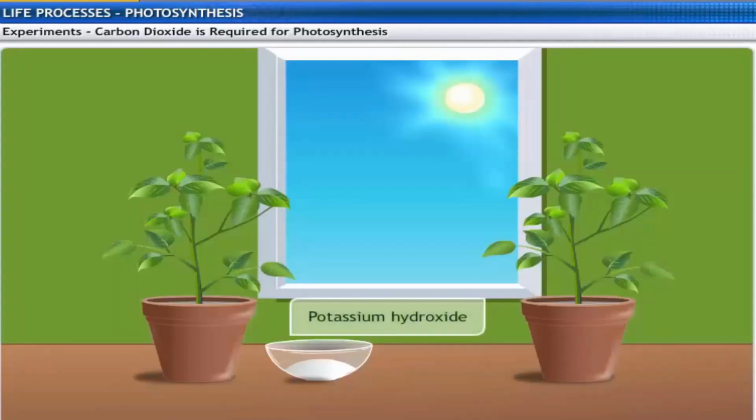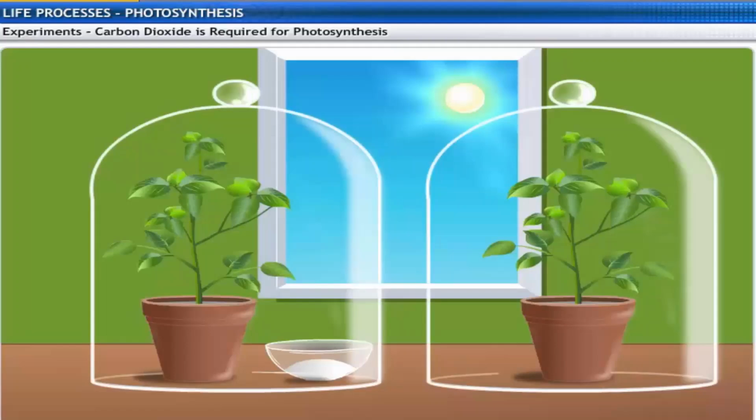Now, place a watch glass containing potassium hydroxide beside one of the potted plants. Potassium hydroxide is used to absorb carbon dioxide. Next, cover both the plants with separate bell jars as shown. Seal the bottom of the bell jars to the glass bottom surface so that the setup is airtight.